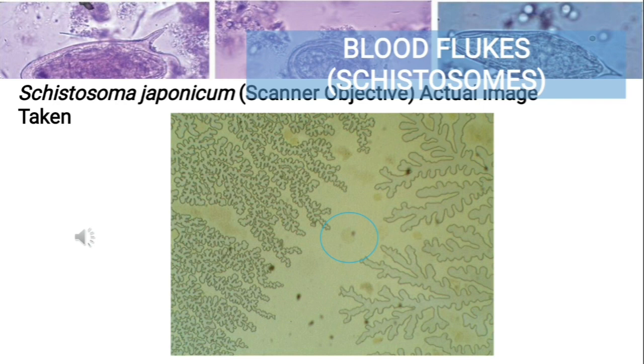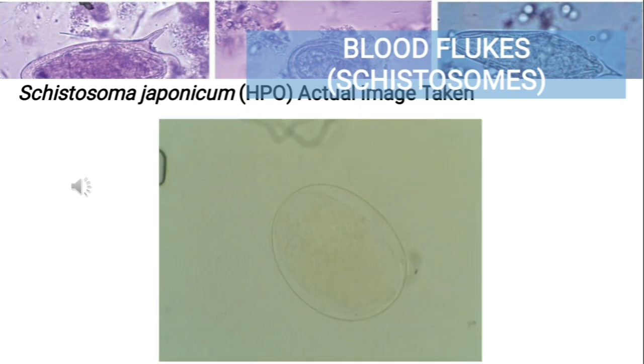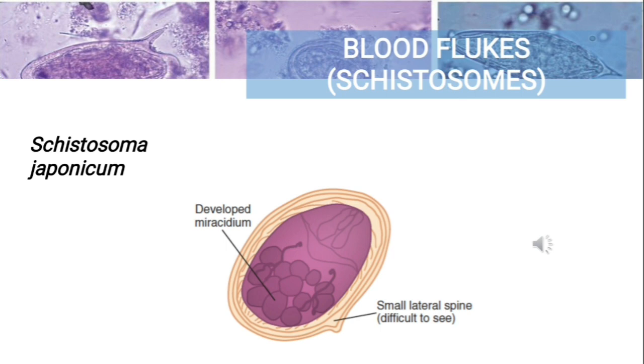This is an actual image taken by me of a Schistosoma japonicum egg under the scanner objective. This is how it looks under the low power objective. And this is what it looks like under the high power objective. Showing you a picture of a Schistosoma japonicum egg with some of its labeled parts.